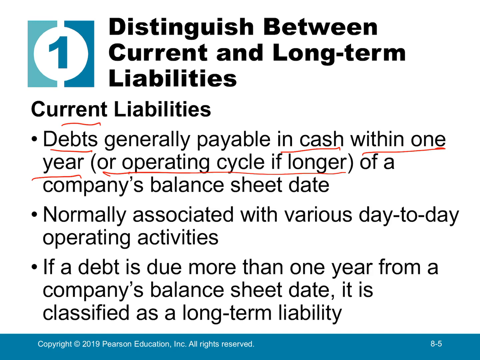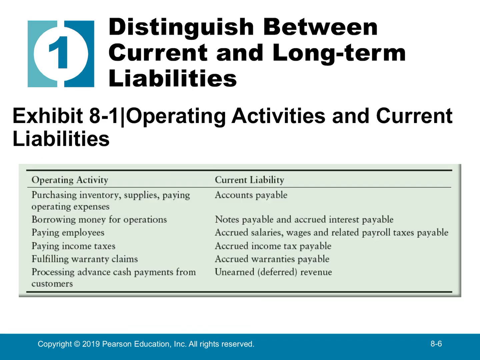Current liabilities normally deal with various day-to-day operating activities, right? You're buying supplies, you're buying inventory on account, things like that. That's how these employees work for you, so you accrue an expense for employee salaries. These are day-to-day business activities. If the debt is going to be due more than 1 year from the balance sheet date, then it's going to be a long-term liability.